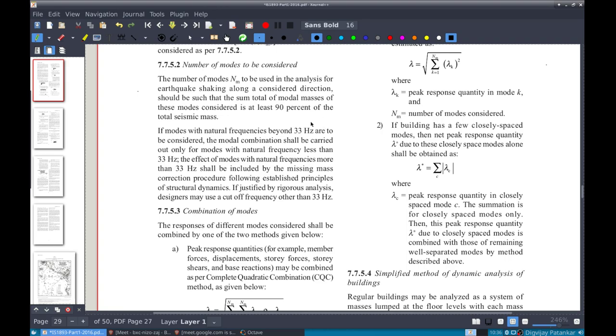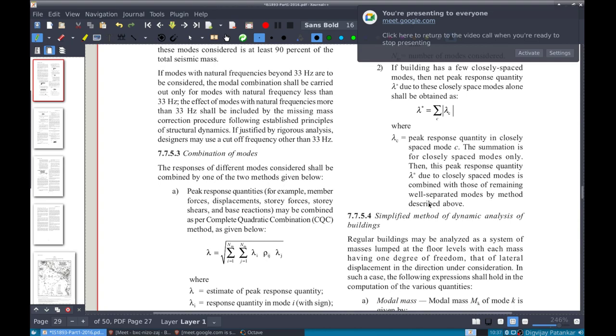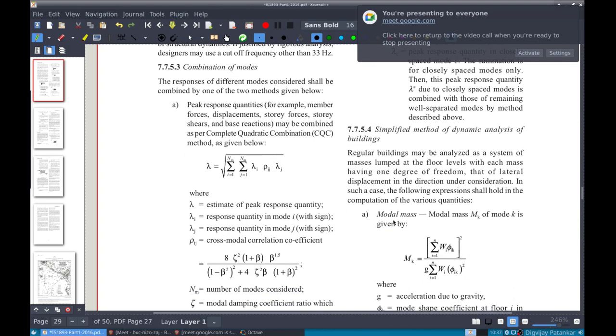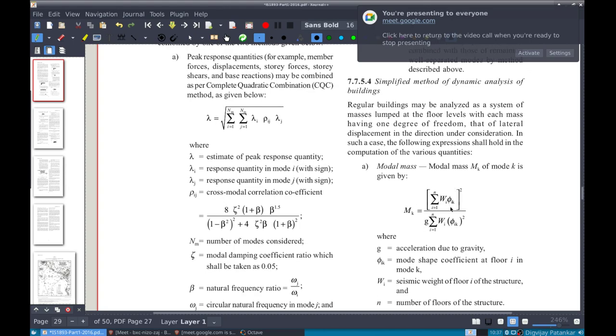I should consider modes such that the modal masses are at least 90% of the total seismic mass, and from here onwards I started making mistakes. The first mistake was one that I very often make, and that is giving the expression for modal mass. Last time I told you the expression for modal mass was like phi transpose m1 by phi transpose m phi. The modal mass expression is given here, and it is the same as what I said earlier, only with one small difference. I forgot this square.